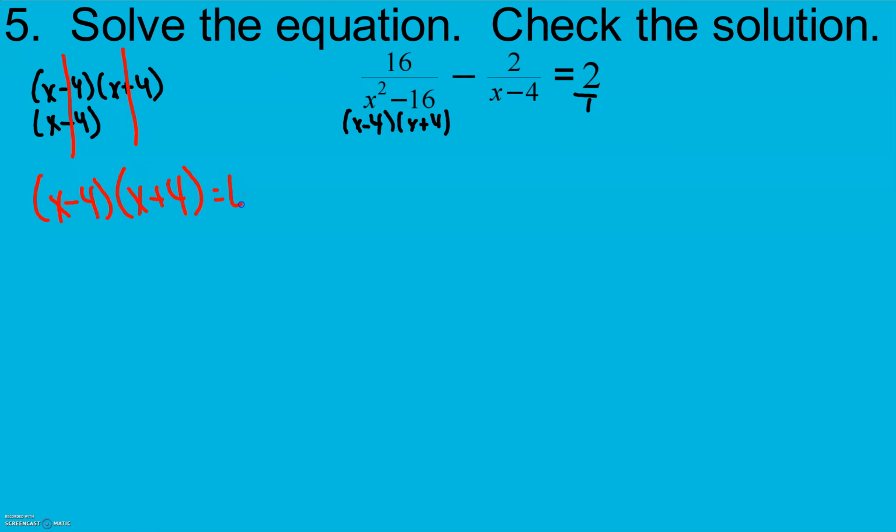My least common denominator. Now I'm going to get each one of these terms to have a least common denominator that's the same. My first fraction already has all the pieces. My second fraction has the x minus 4, but needs the x plus 4. So I'm going to multiply by x plus 4. And if I change the denominator, I've got to change the numerator. My third fraction here doesn't have either, so it needs the x minus 4 and the x plus 4.